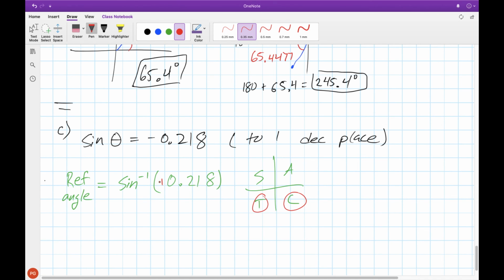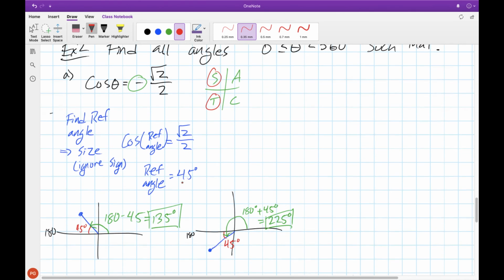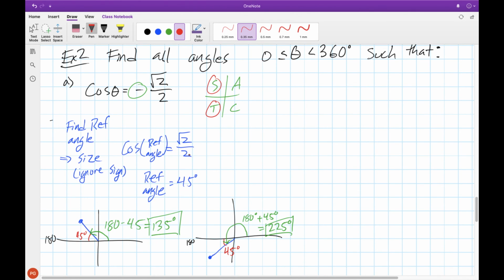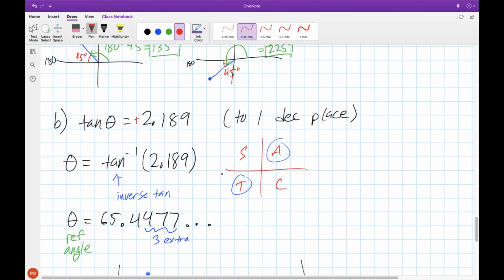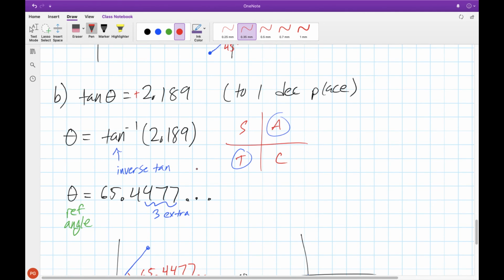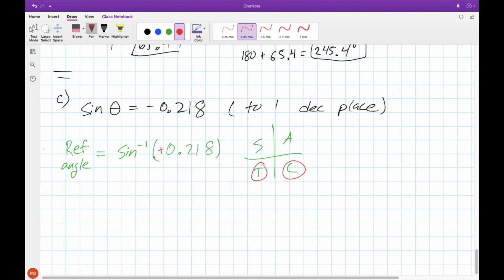But in this case, we're just going to be using the size of this. We're going to ignore the negative sign, very similar to how we ignored the negative sign in part A when we were figuring out our reference angle. For our reference angle, we only cared about the size, not the sign of cosine. For our first decimal question, it was already positive, so we didn't have to worry. For this one, we're going to be taking the positive value of our sine theta here. And that's going to tell us our reference angle.